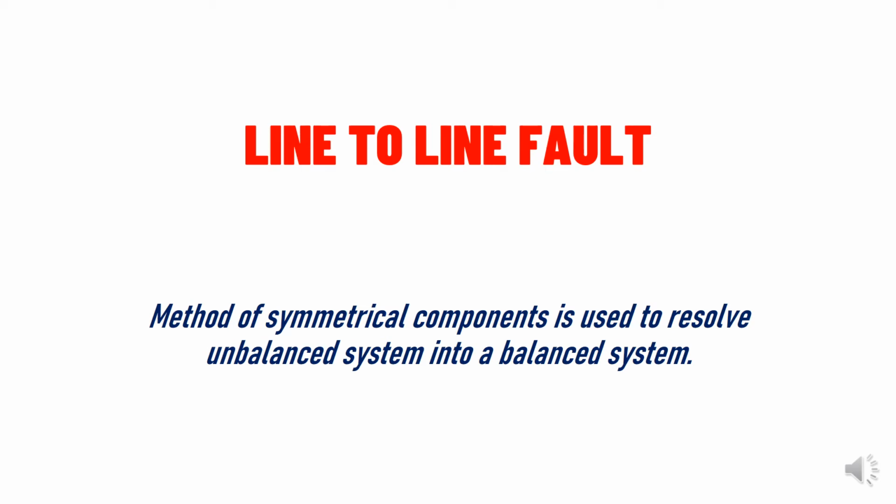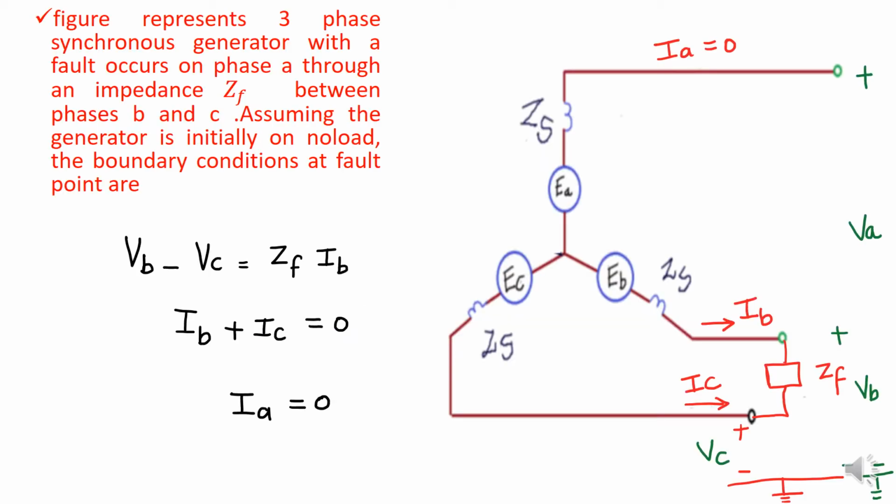In this video, I am going to explain line-to-line fault. The figure represents a three-phase synchronous generator with a fault occurring through an impedance ZF between phases B and C. Assuming the generator is initially on no load, the boundary conditions at the fault point are: this generator is initially in the no load condition, and the fault occurs between phases B and C. This is the fault impedance connected between phases B and C.